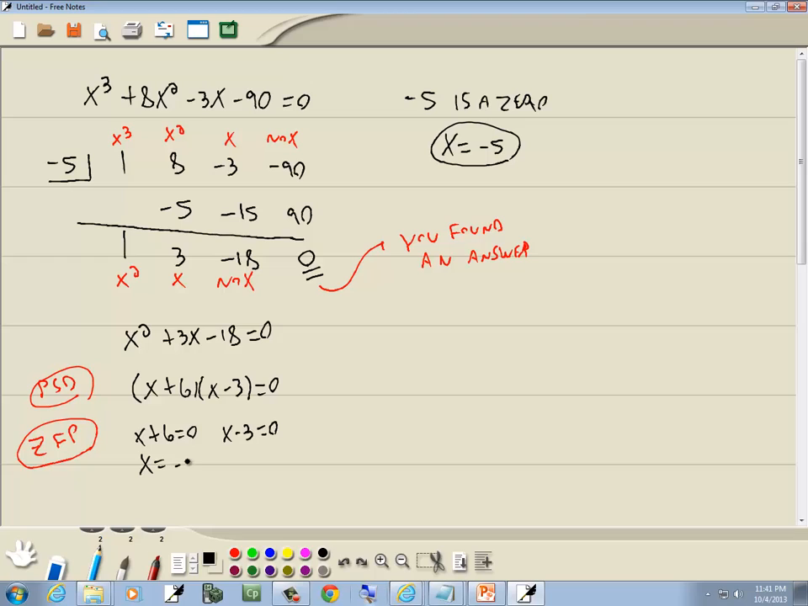Here I'll take 6 over, it becomes a negative 6. Here I'll take the negative 3 over, and it becomes a positive 3. And those are our other two answers. Now, the fundamental theorem of algebra says that your largest power tells you how many answers you're going to have. So we had a third power, which means we're going to have 3 answers. Well, they gave us one answer, and then we were able to use that to get our other 2 answers. So those are our 3 answers.